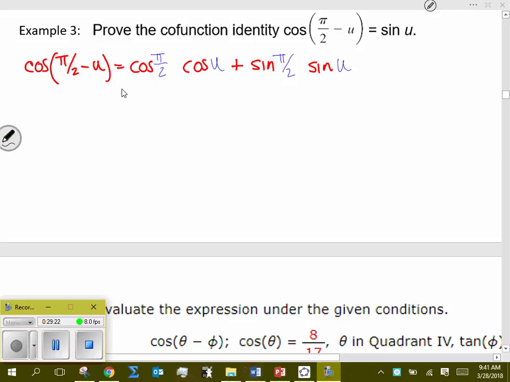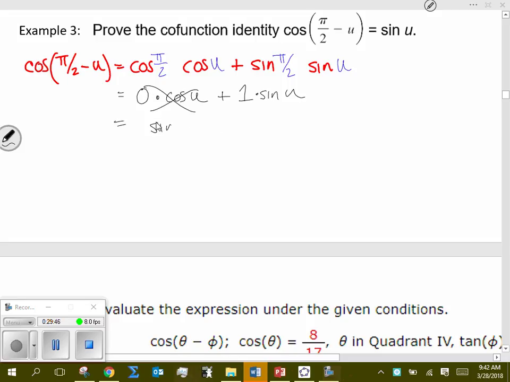All right, what's cosine of pi over 2? 0, right? And then we've got times cosine u. Plus now, what's the sine of pi over 2? 1 times the sine of u. What's 0 times cosine u? 0. 1 times sine u? Sine u. And that is equal to the right-hand side. Okay. So we do see that that is a true identity.